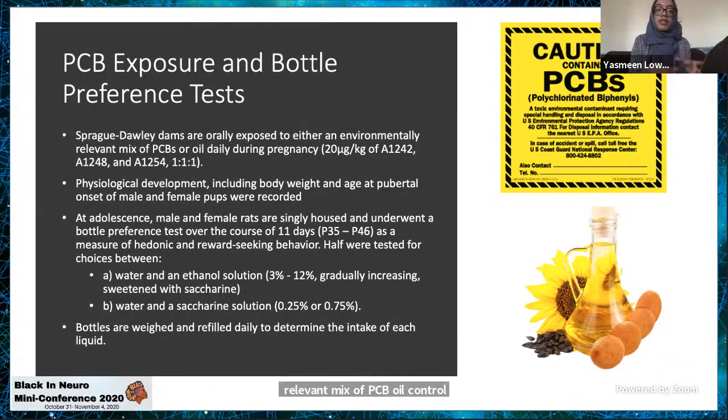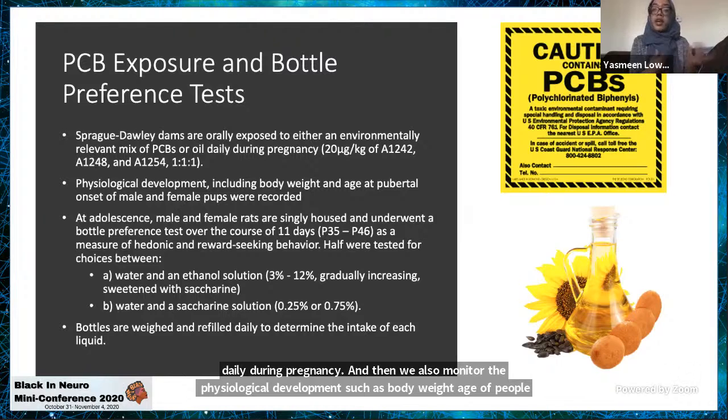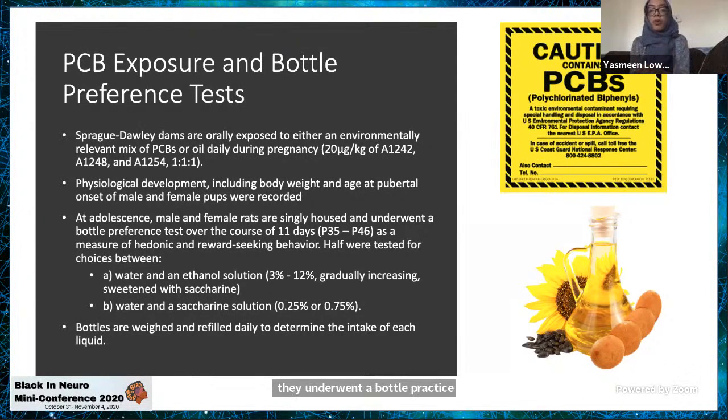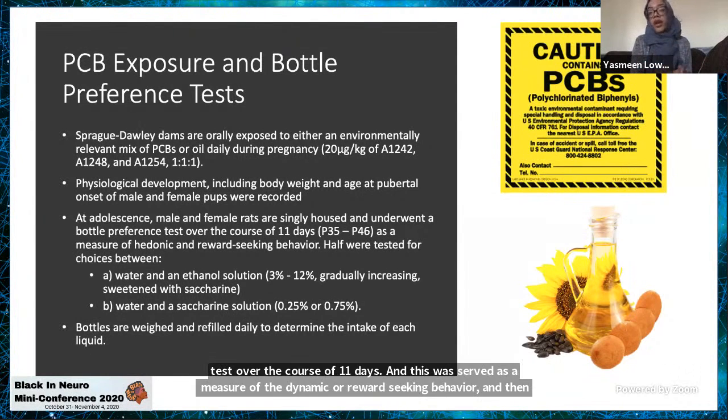Half of them were tested for a choice between water or an ethanol solution, in which the concentration ranged from 3% to 12%. The concentration gradually increased, and it was also sweetened with saccharin over time. The second group had a choice between water or a saccharin solution, in which the concentration was either 0.25 in the beginning or 0.75 at the end. Then the bottles were weighed and refilled daily to determine the intake of each liquid.